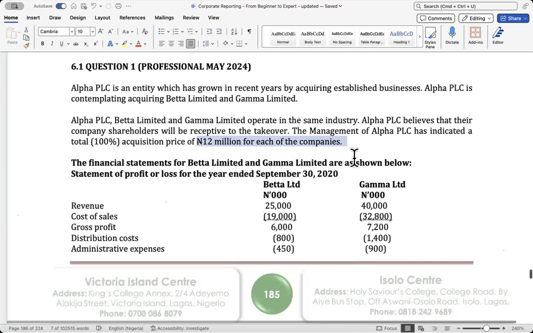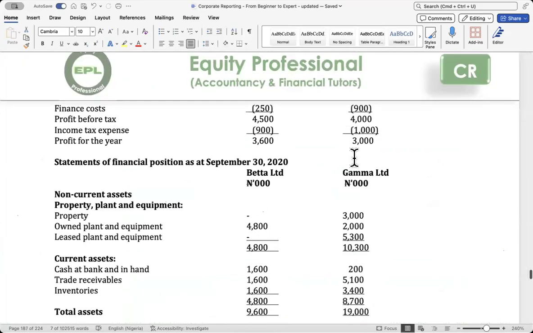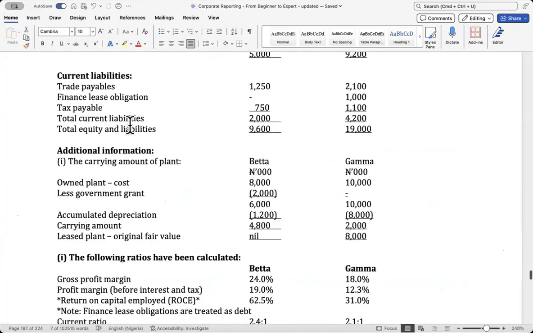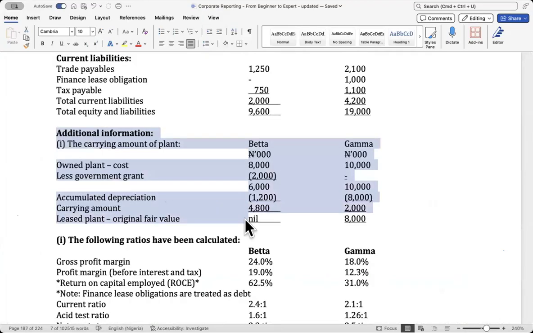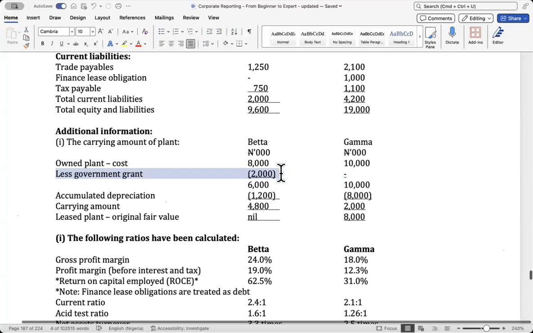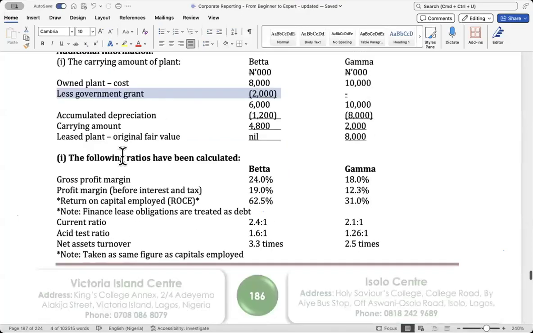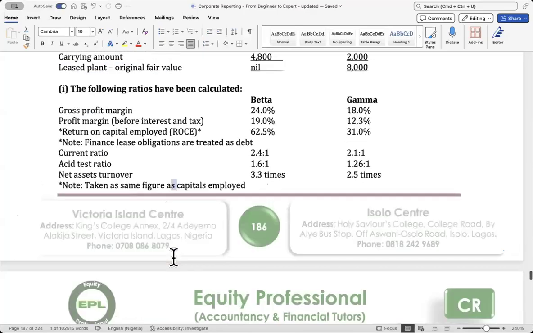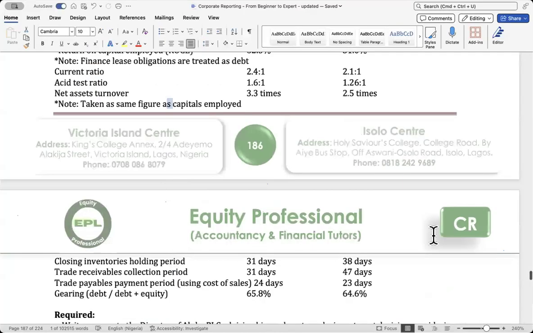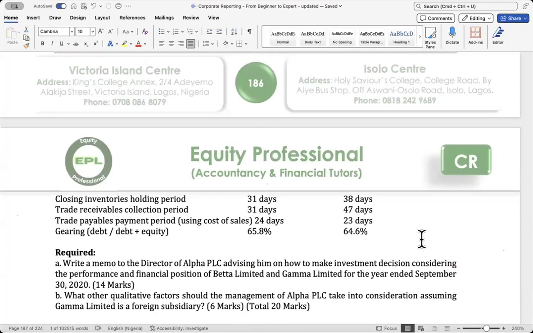So they gave us performance statements of the companies, position statements, and additional information. The key thing here is the fact that grant was deducted. You might need it, you might not need it, pending. And also, they have already given us a lot of ratios. So, investment decision. Now, how do we do well in a question like this?